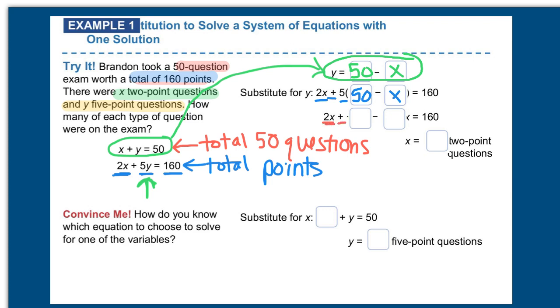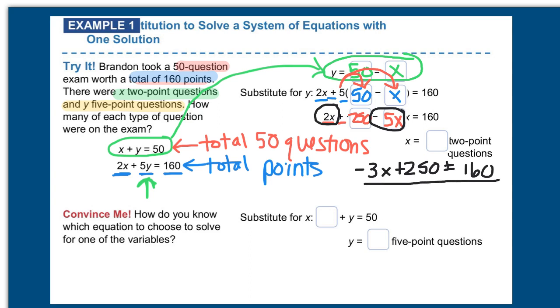Copy, copy. 5 times 50 is 250. 5 times X is 5X. Now let's combine, let's clean up. 2X's minus 5X's is negative 3X's, and I have a 250 on one side and I have 160 on the other.